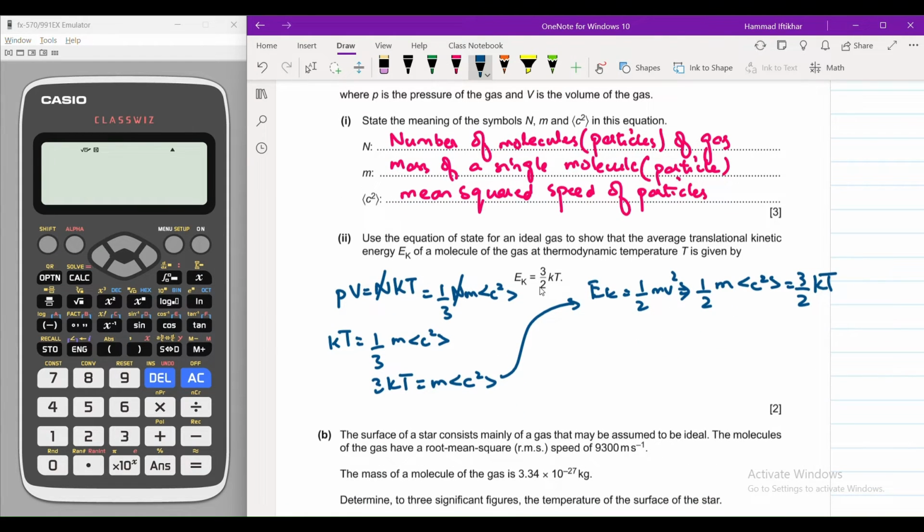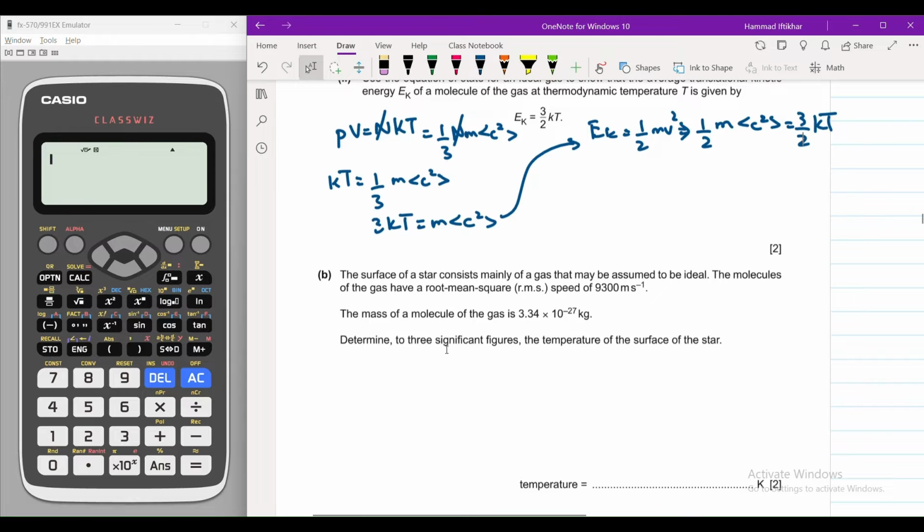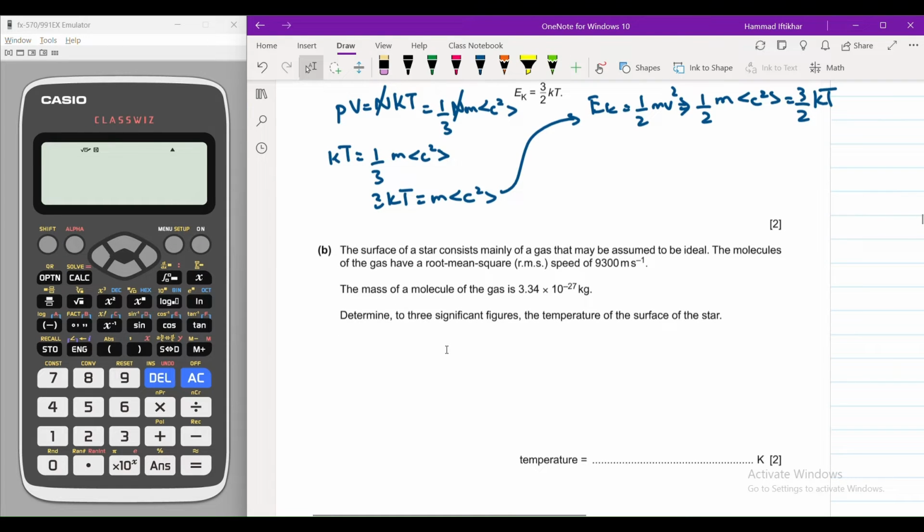And that's it, yes. Okay. The surface of a star consists mainly of a gas that may be assumed to be ideal. The molecules of the gas have a root mean square speed of 9300 meters per second. The mass of a molecule is 3.34 times 10 raised to the minus 27 kg. Determine to 3 significant figures the temperature of the surface of the star.